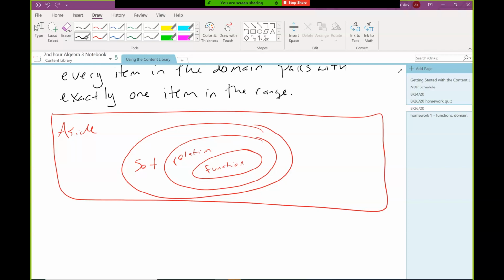Yes? This is just an aside. Like, it's not necessarily specific to the definition. It's just a way to visualize these three, set, relation, and function, visually. It's not really any new information. It's just me kind of commenting on the relationship between those three things. Is that okay? Okay.